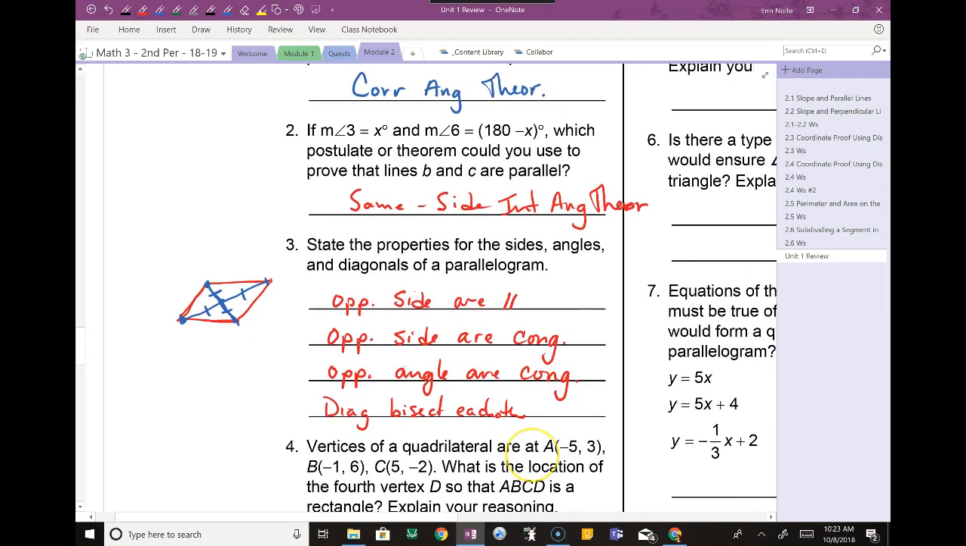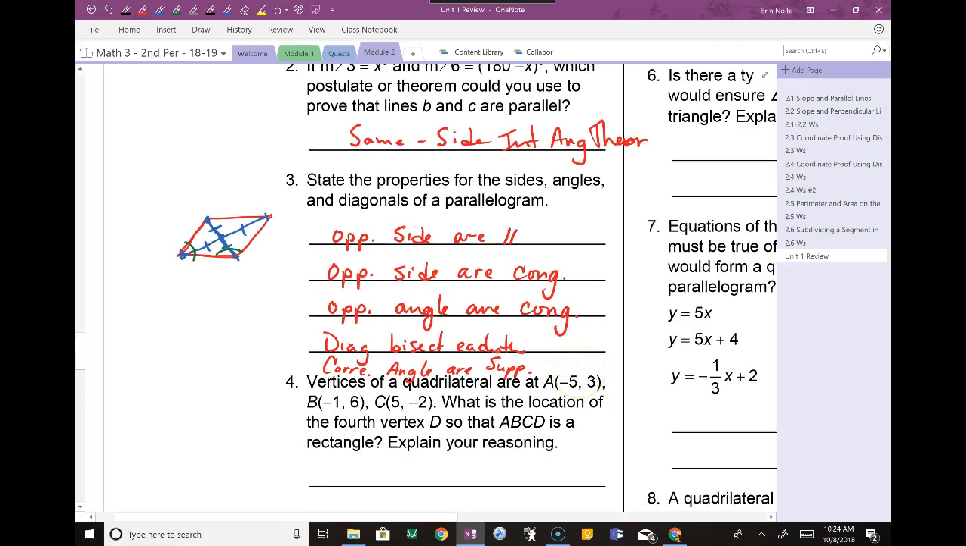We also know there is one more thing we can remember or can say about the angles. What is the relationship between corresponding angles? Corresponding angles are supplementary. So, I do believe that's all. That sounds pretty good.